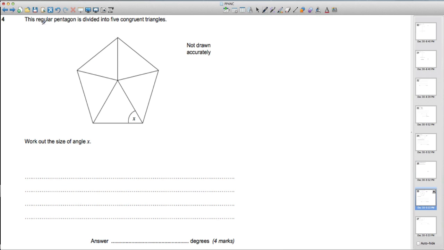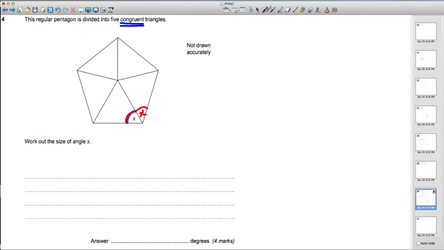Next. This is a regular pentagon divided into 5 congruent triangles. Congruent means they're all the same. So this triangle is the same as this, is the same as this, etc. Work out the size of angle x. We want to know how big that angle is there. Well, if they are congruent triangles, that angle and that angle must be the same, because the triangles are equal to each other.